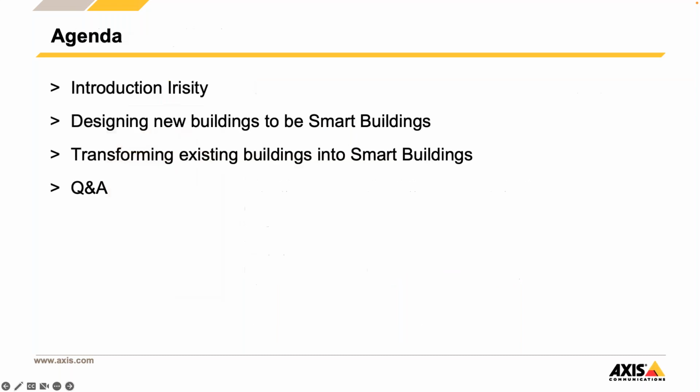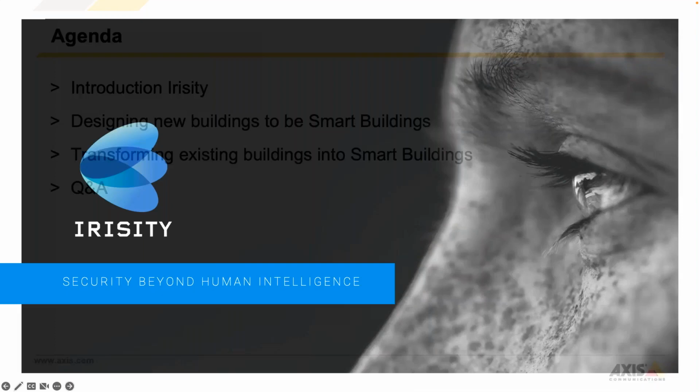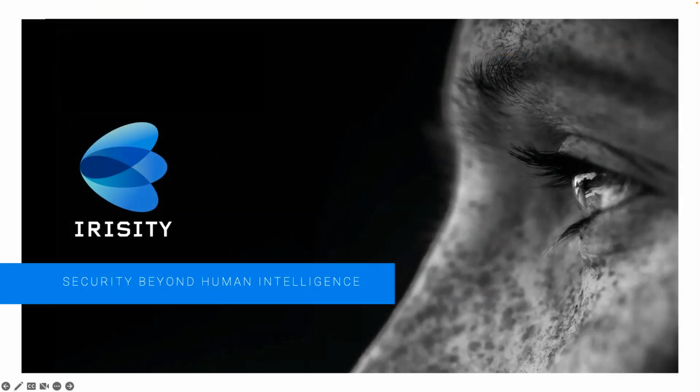Back to today's webinar. This is just a short agenda. We'll start with Mark doing a short introduction on Irisity. Then we'll talk about designing new buildings to be smart buildings. But of course, we have a lot of existing buildings, so how do we take an existing building and make it a smart building? At the end, we'll look at a short Q&A. I'm going to hand over to Mark. Mark, feel free to introduce yourself and give us some insights about Irisity.